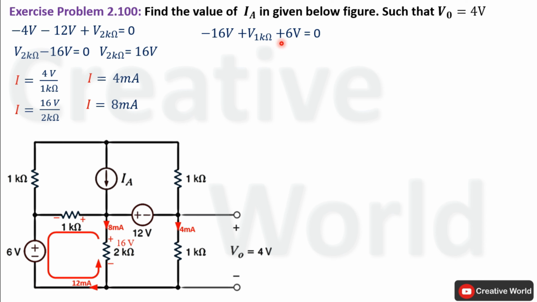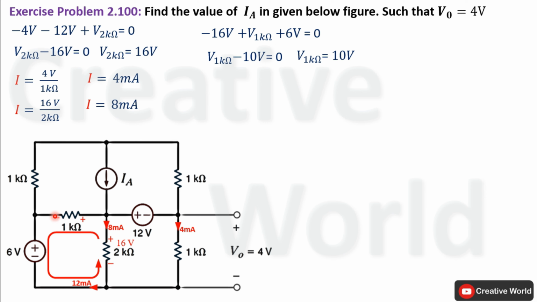Now subtract 6 volt from 16 volt, it will become minus 10 volt because the larger value has the minus sign along with it. Place this minus 10 volt on the other hand side of the equal sign to calculate the voltage across this 1 kilo ohm resistance, that is 10 volt.